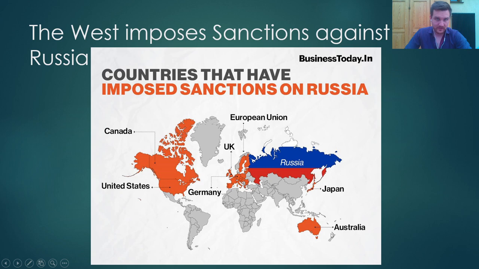And Japan. So we see that most of the countries in the third world are more or less ambivalent. They don't want to cut off their trade with Russia. They don't want to cut off their trade with China. So they basically say, this is not something that is concerning us. We want to stay neutral in this conflict.